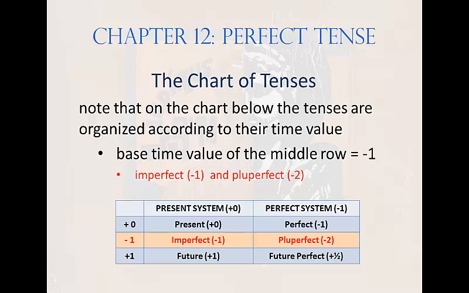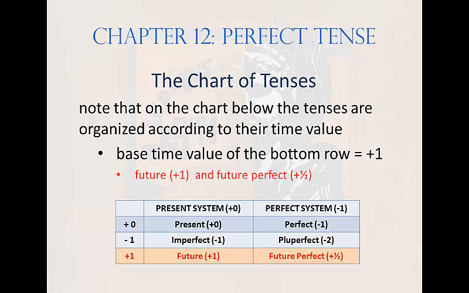In the present tenses, the left-hand column, the imperfect is one step back from the present and has a -1 time value. In the perfect system, the right-hand column, the pluperfect is -2 because it is one step back from the base time value of the perfect, which is -1. In the third row, the future and future perfect tenses both represent time ahead of, that is, +1 or 1/2, from the base time value of their respective columns.